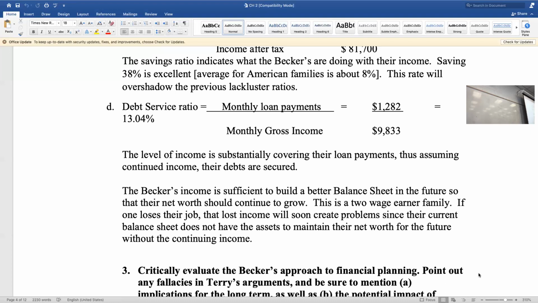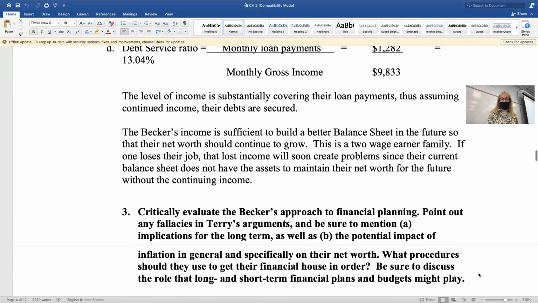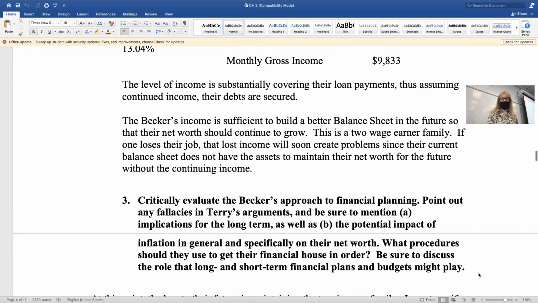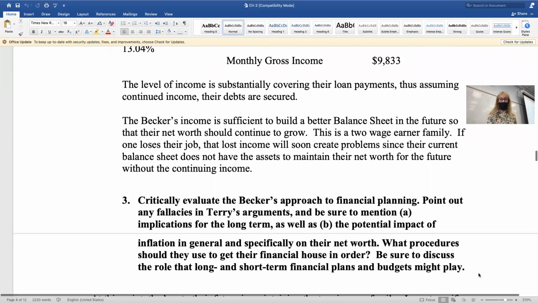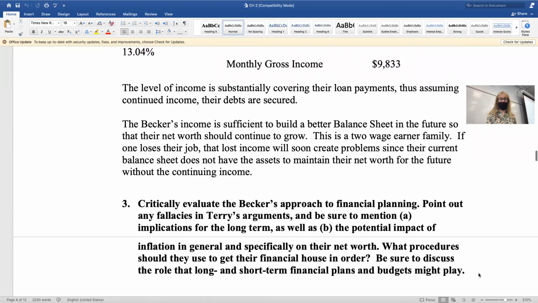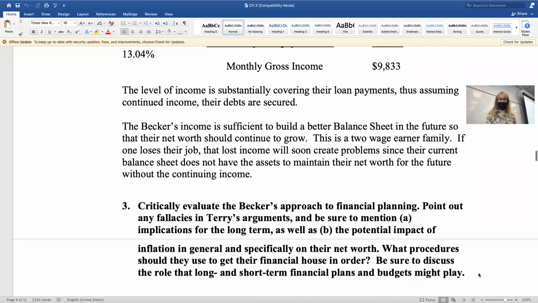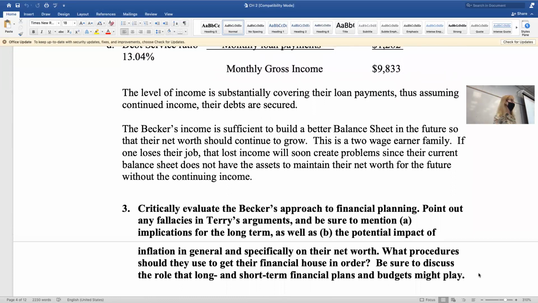Okay, so then they asked the question, what advice would you give these people? Would you side more with the wife, side more with the husband? Are they in good shape financially? Should they be concerned about having a baby? You should always be concerned about having a baby, okay.